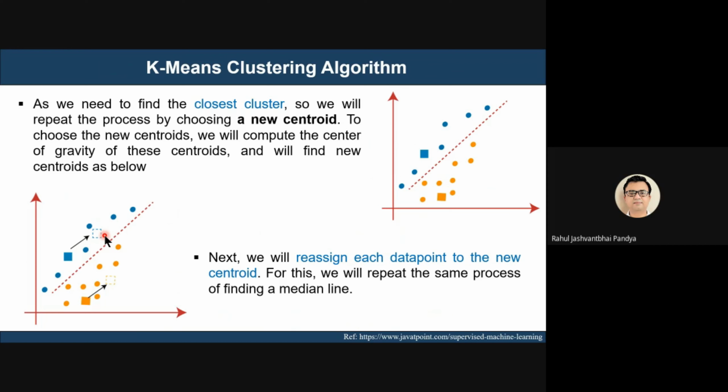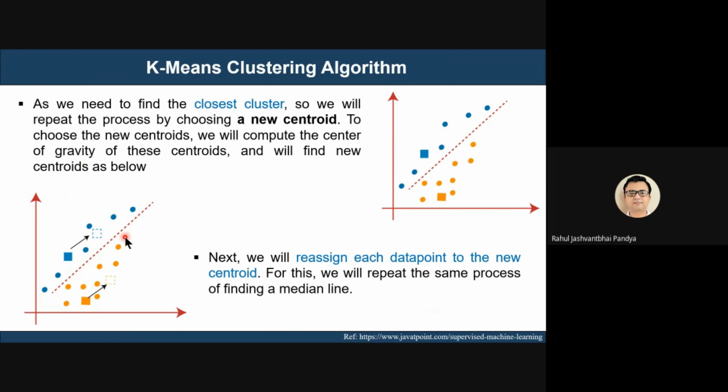Now to choose the new centroid, we will compute the center of gravity of each cluster, and then find the new centroids as below. After that, we will reassign each data point to the new centroid. Once we have a new centroid, we reassign and see if there is any deviation in the data points' distance from the centroid.